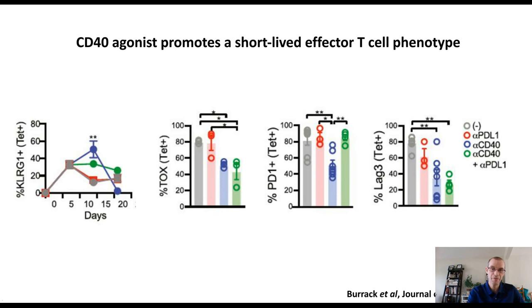So again, remember the combination of PD-1 and LAG-3 is our exhaustion phenotype, and we're seeing essentially fewer of those and more of these KLRG1 positive cells earlier, consistent with a really strong response, really quick, and you just get rid of the tumor.